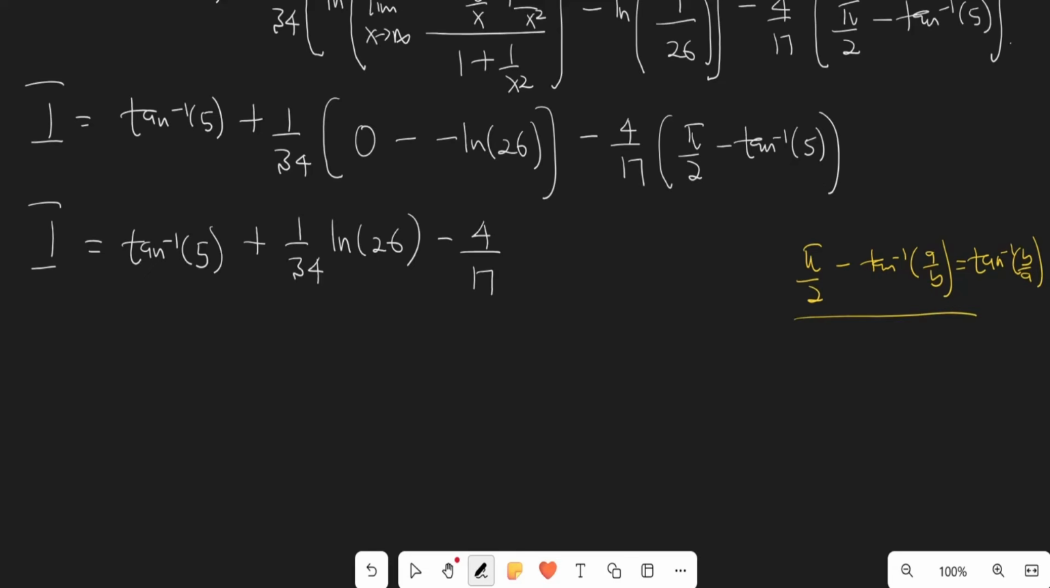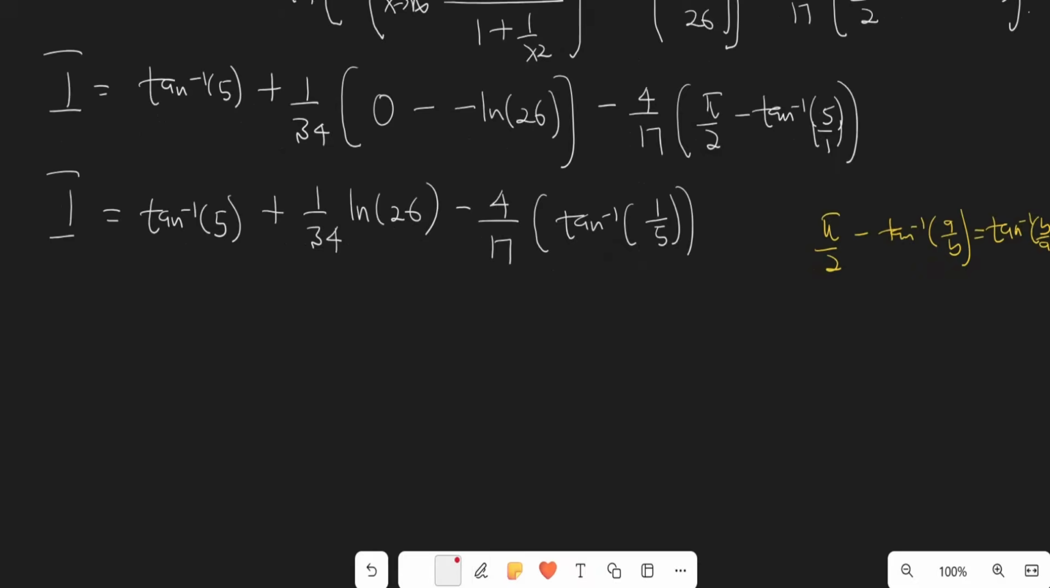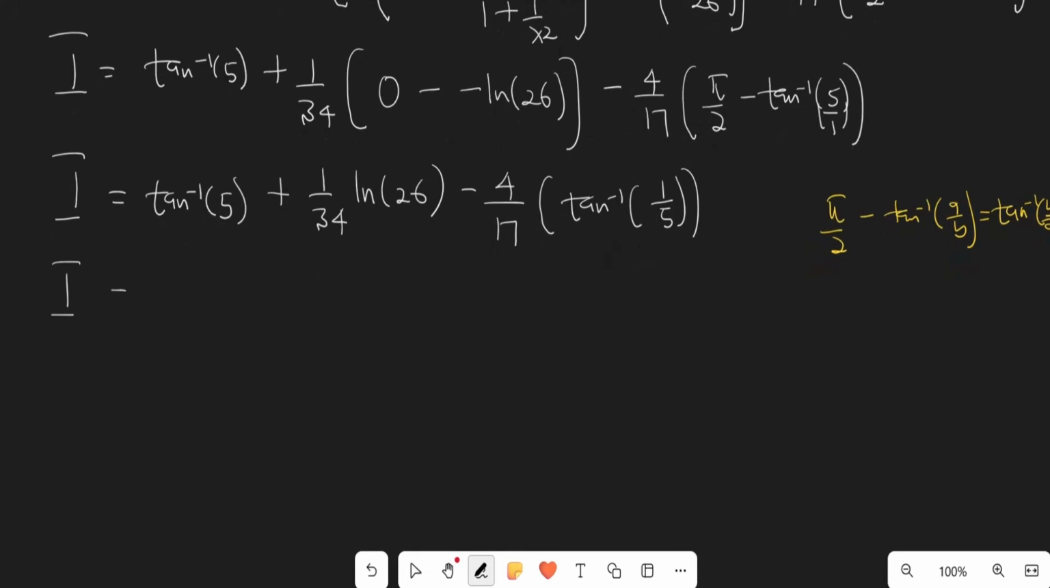So pi over 2 minus the tan inverse of a over b is the same as the tan inverse of b over a. So this one, pi over 2 minus the tan inverse of 5, is the same as the tan inverse of 1 over 5, because this one is like 5 over 1, right? All right, so I is going to be equal to the tan inverse of 5 plus 1 over 34, the ln of 26, minus 4 over 17, right?